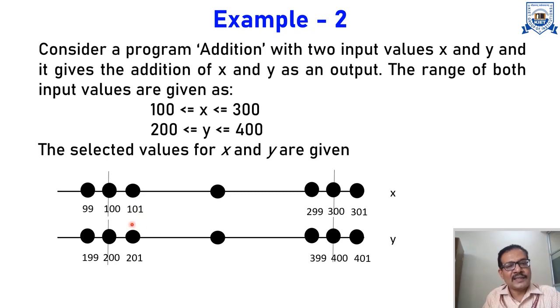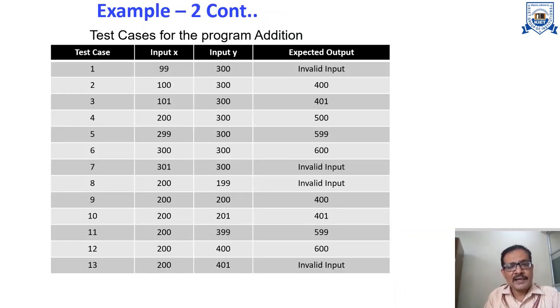So that is nothing but your 100 plus 300 divided by 2, that is 400 divided by 2, which is 200, right? So this is the way you can go for choosing the y value also, and then you are going to create the test cases.